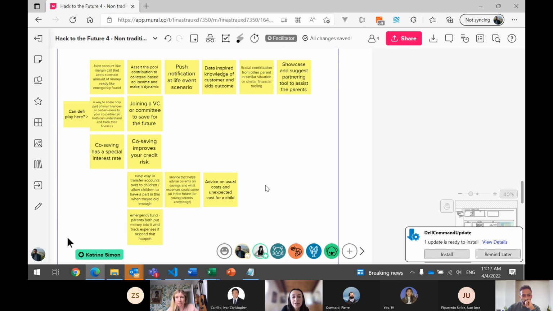Any initial reactions, thoughts from what you're reading? I really like the simple solutions that are emerging, like the push notifications at a life event scenario. It would be very interesting to map what those might be or how we enable customers to self-select them ahead of time. Yeah, I agree. It's lacking the data right now, but at least we got the ideas.